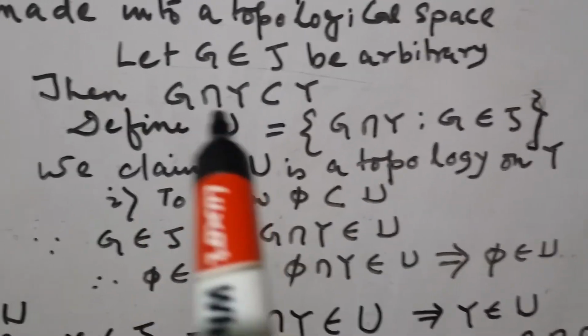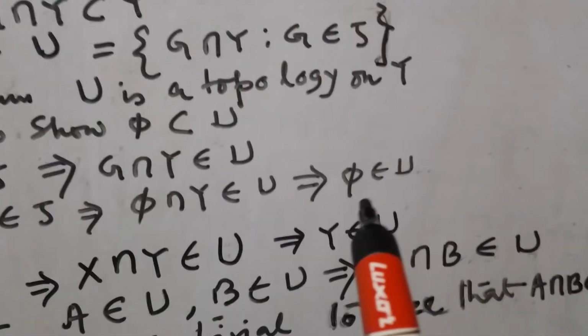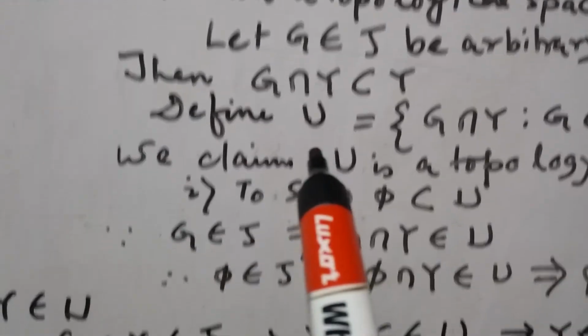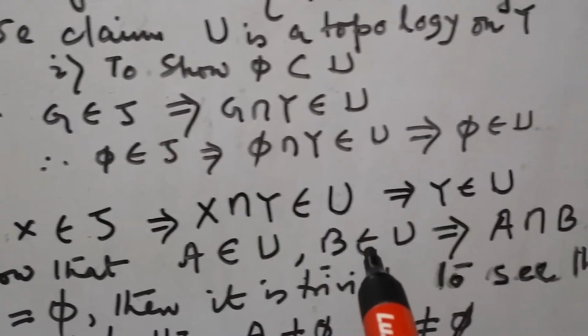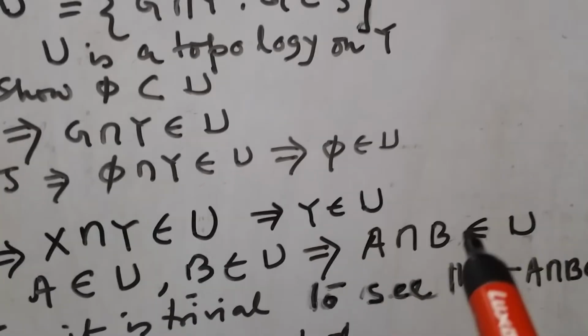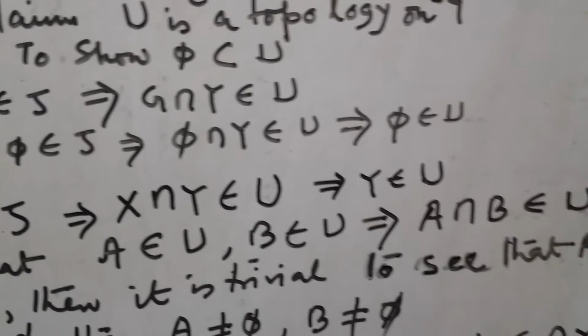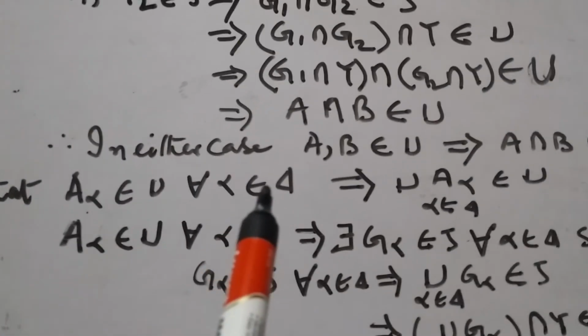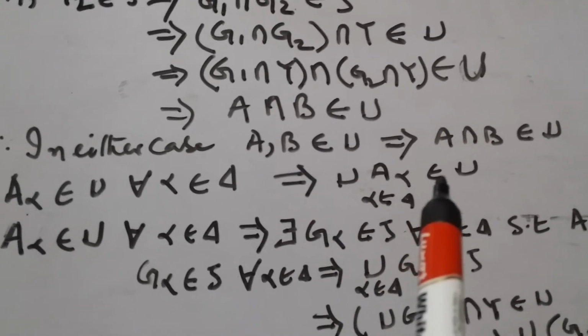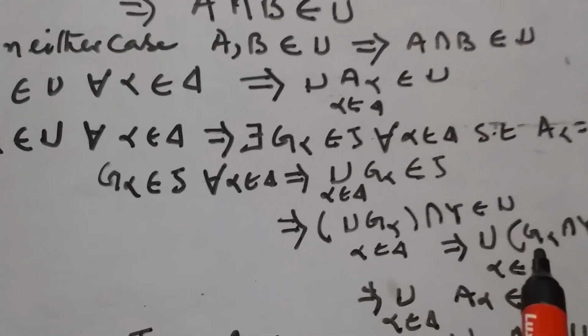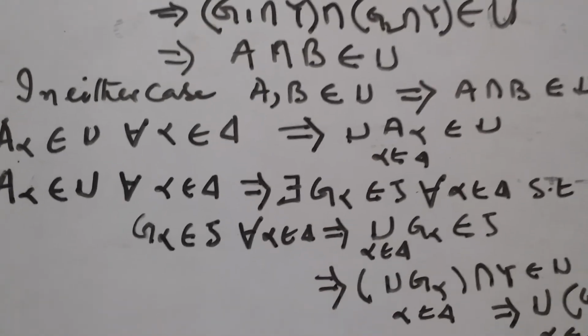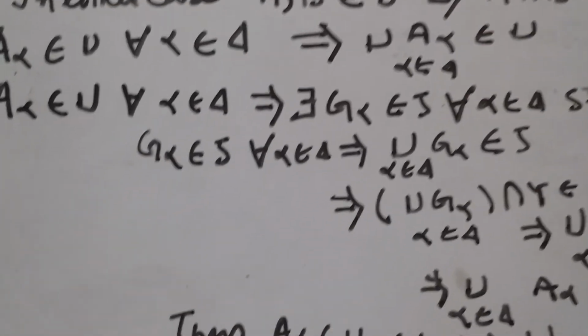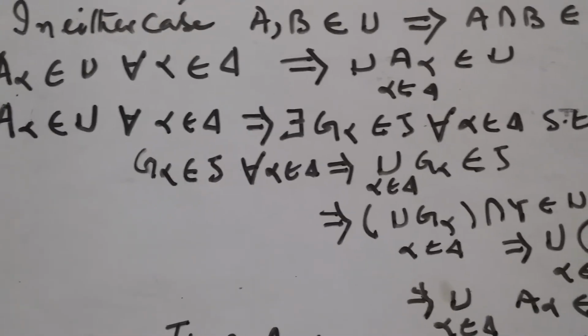So you have to prove that phi belongs to U, which I proved here. Then you have to prove that if A, B belong to U, then A intersection B belongs to U, which I proved here. And if A alpha belongs to U for all alpha, then the union of A alpha belongs to U, which I also proved. So all the conditions of topology are satisfied. So U is a topology which is called the relative topology.